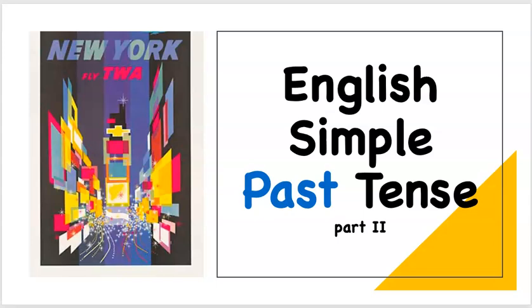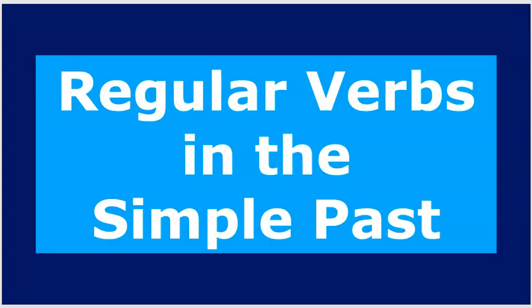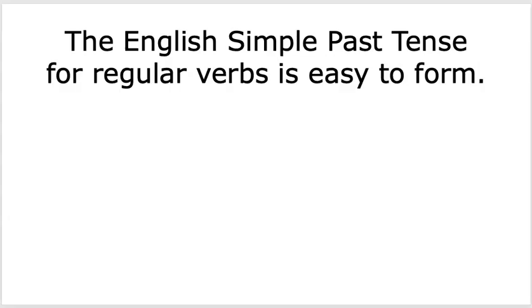This is part 2 of the English simple past tense. Part 1 dealt with the common and irregular verb to be. Now we're going to focus on regular verbs in the simple past. The English simple past tense for regular verbs is easy to form.